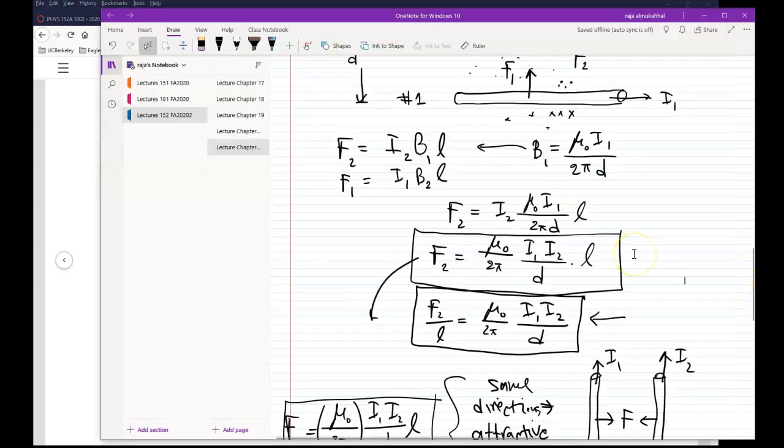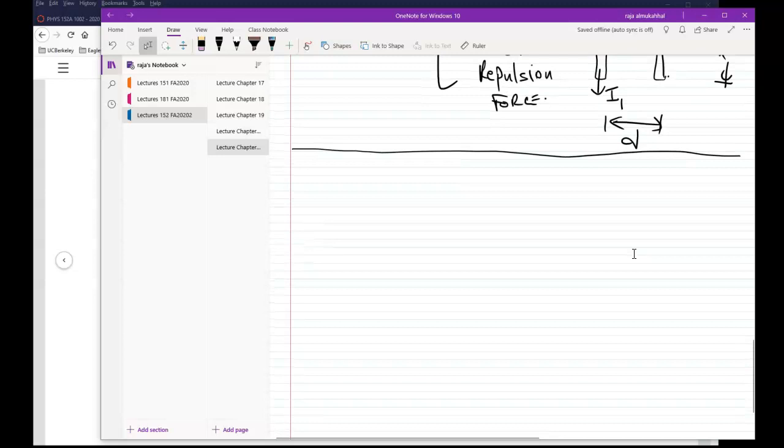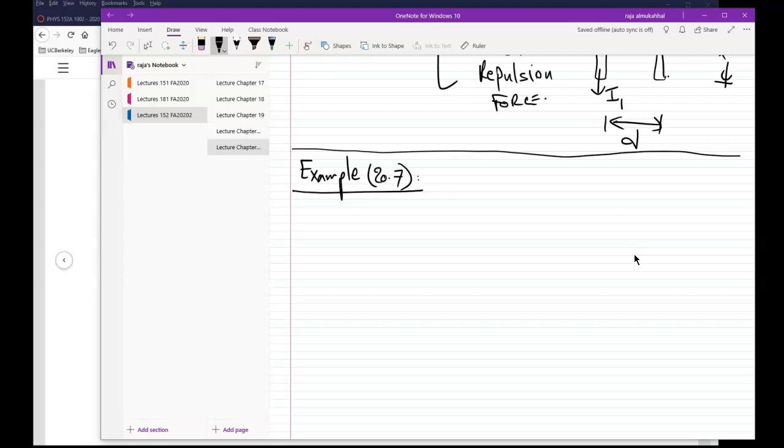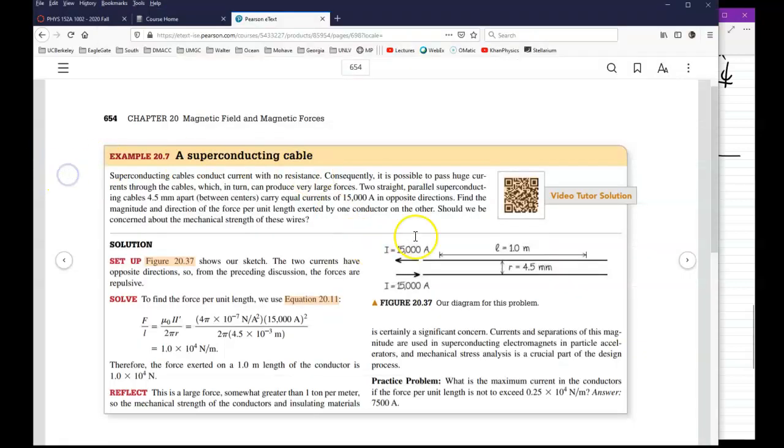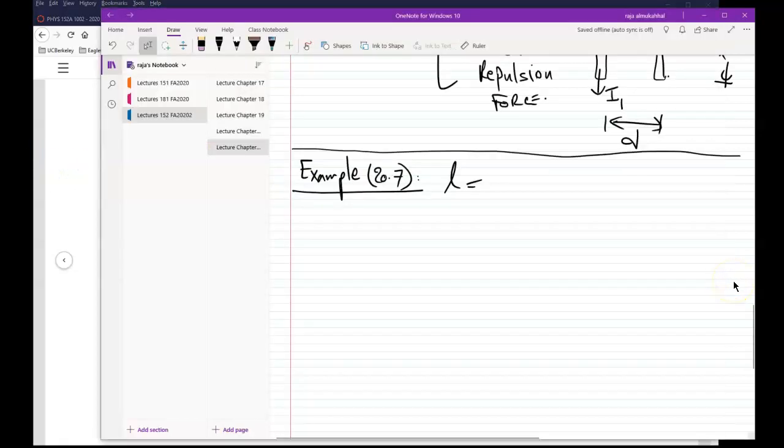First of all, I want to write down what's given to us. He said the length of each wire is 1 meter, even though it's not important, because he said per unit length. And then the separation distance, I'm calling it D, is 4.5 millimeter. And the current, both of them, I1 and I2, is 15,000.